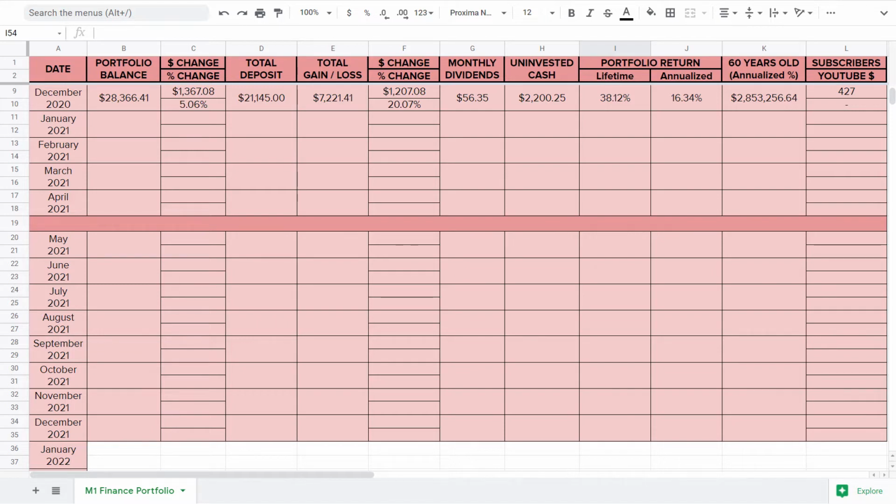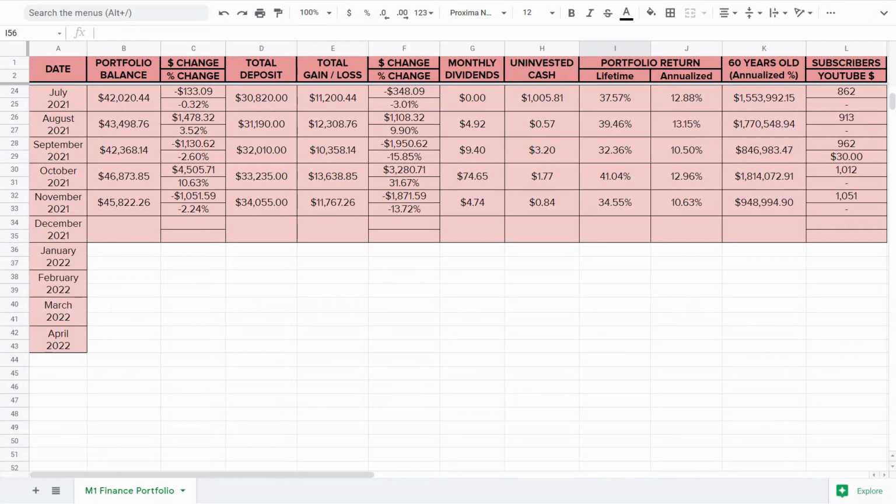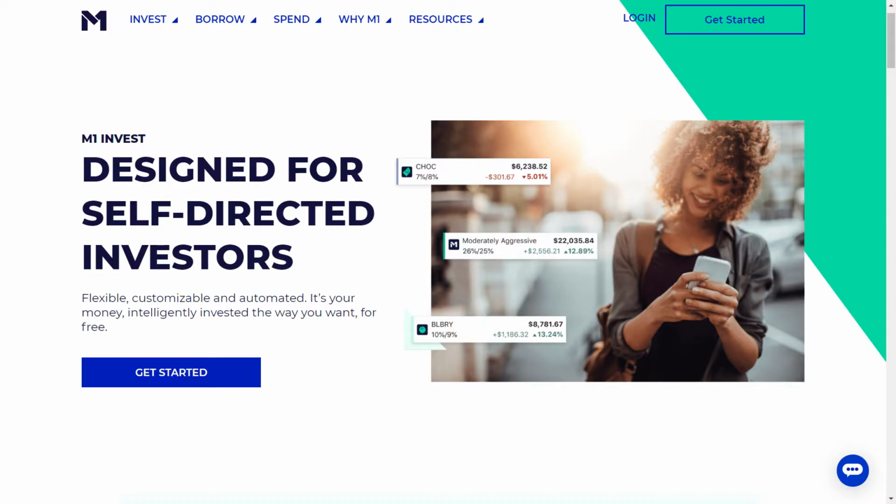So let's not waste any time, my portfolio ended last month and capped off 2021 with a combined balance of $47,503.75 across my 6 M1 Finance accounts. I've been using M1 Finance since 2018, and it's honestly the best brokerage for my style of investing.